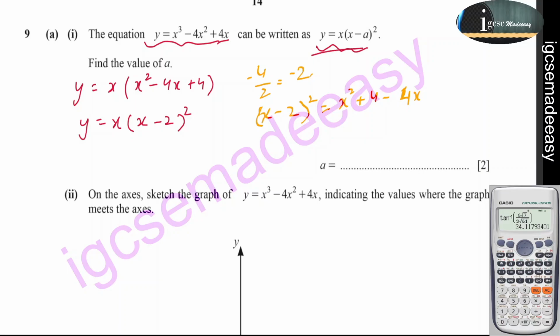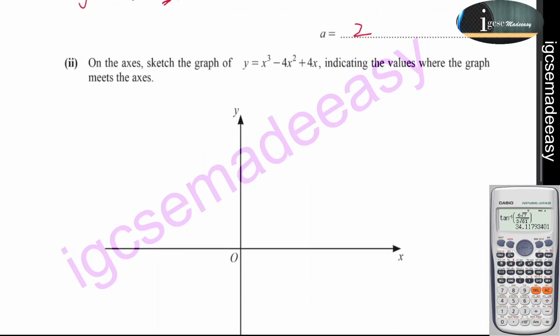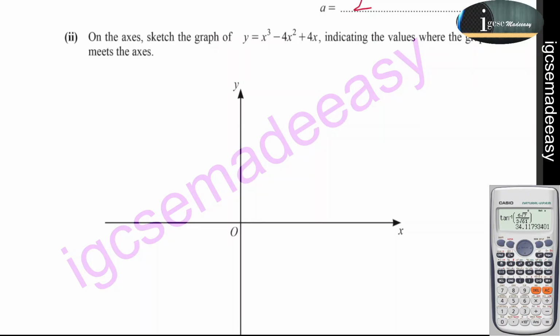So see the question here. So this a equals to what? 2, because x, don't write minus 2 because there is a negative operation there. So a equals to 2. So this is how we have to solve this equation.